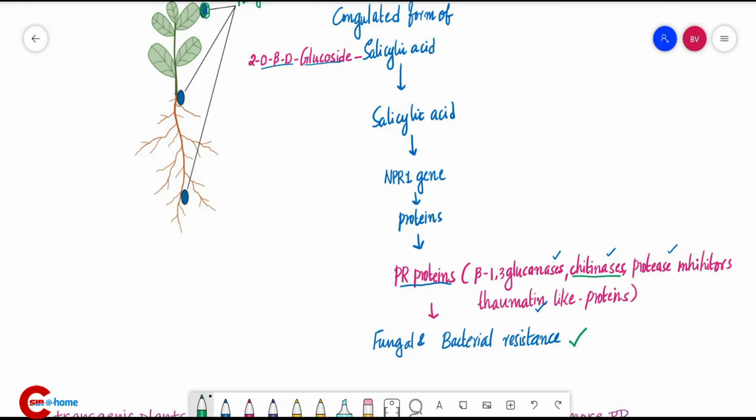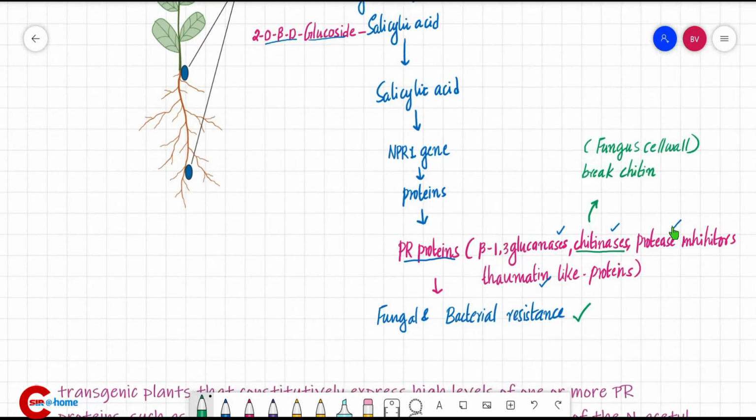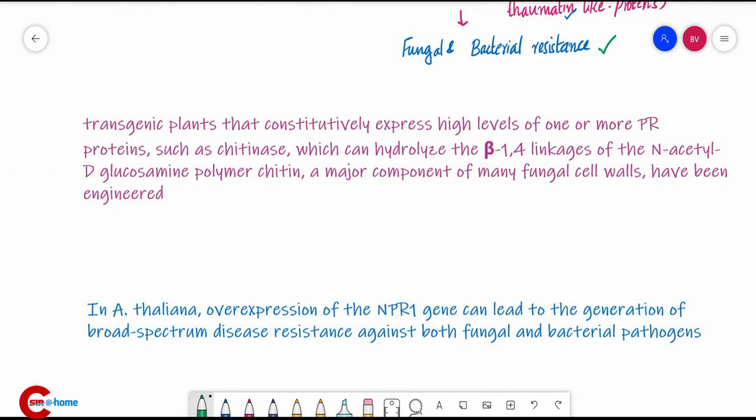And this chitinase, for example. What is chitinase? The chitinase is a hydrolytic enzyme. This chitinase can hydrolyze the beta-1,4 linkages of N-acetyl D-glucosamine polymer, that is chitin. The chitinase can break down chitin. Chitin is the component of many fungal cell walls. Now understood. If you want to read further, you can refer to CSIR NET, page number 304. PDF form of the book is available in our Telegram channel.